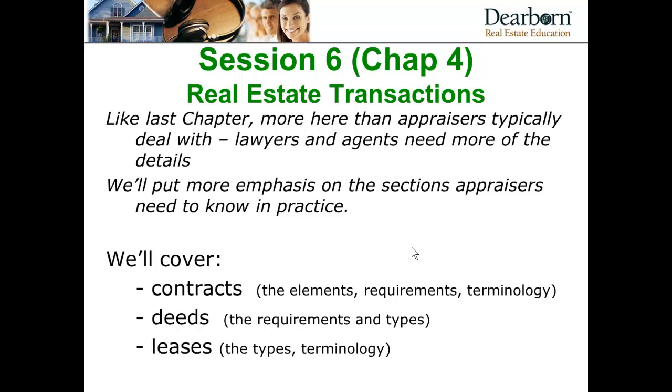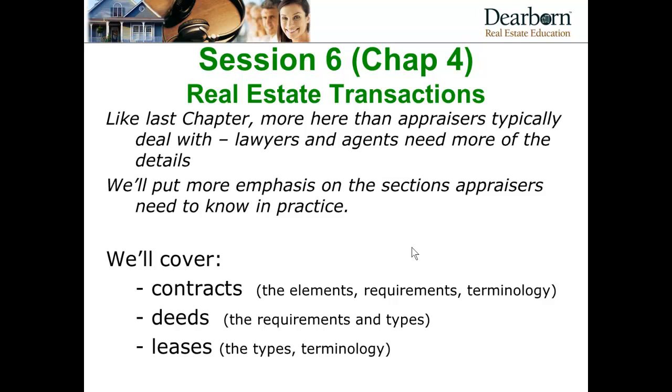And in the quiz I'll create for this chapter and the questions that will be used in the final, they'll be the ones that we stress as important and applicable more typically in appraisal practice. So in this chapter that covers the real estate transaction, there's 3 major areas. There's the contracts, the deeds, and then leases, which are a specific kind of contract.